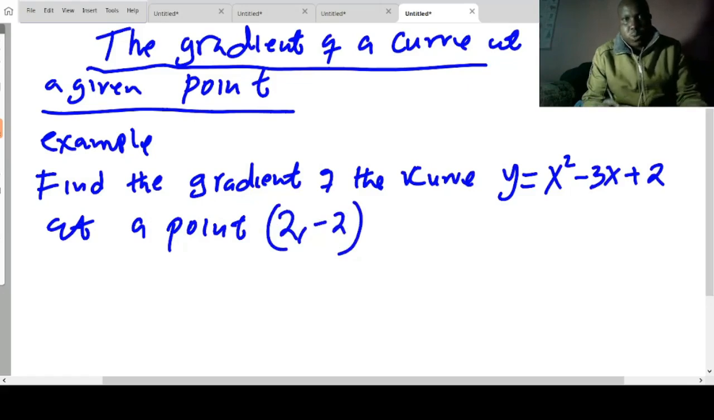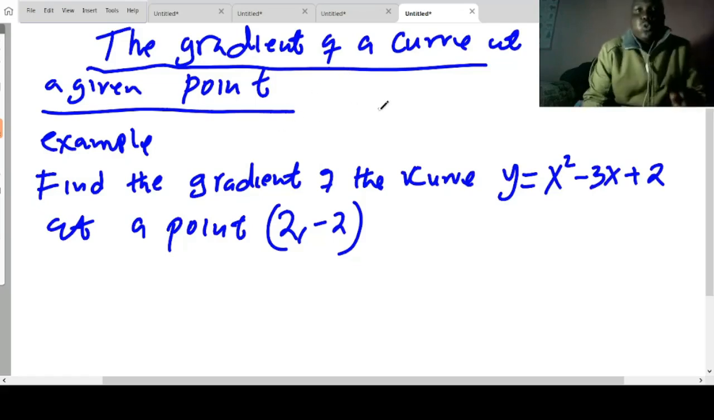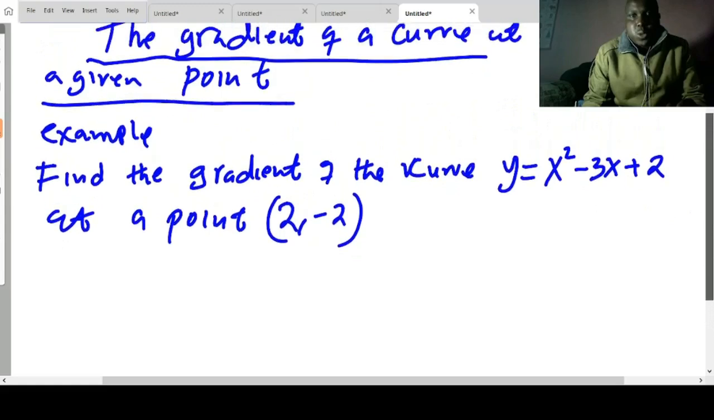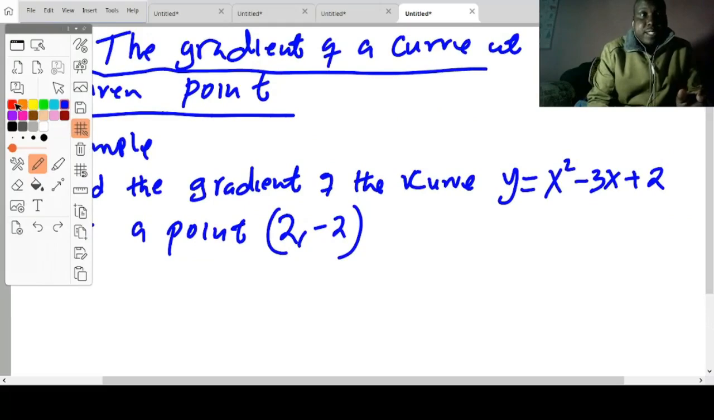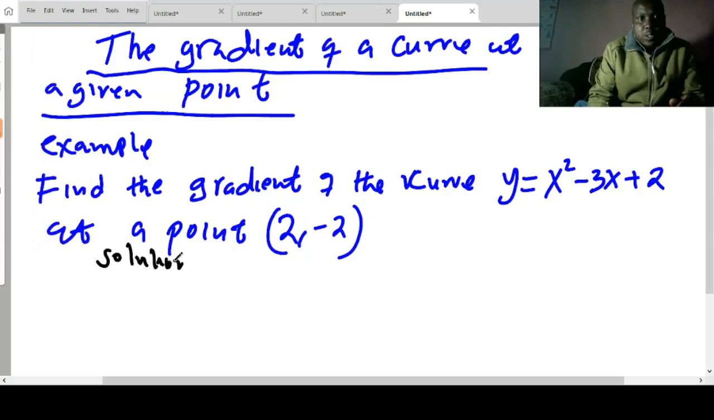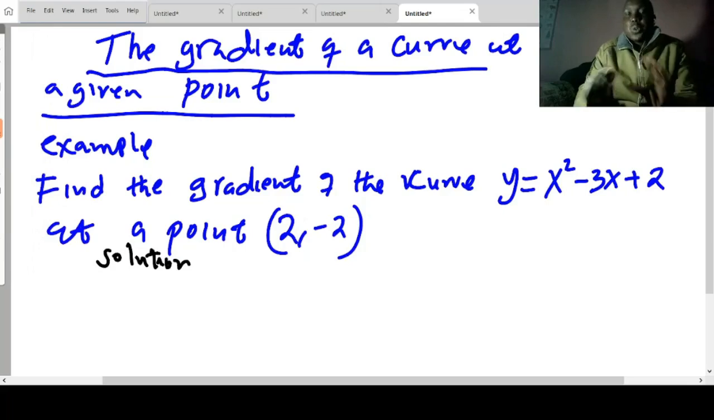Very important. I'm going to do one example only, so you need to be very attentive to what we are doing. We are looking for the gradient of a curve at a given point. Solution. Let me give you the rules to follow here. If you have the curve and you have a point, you need the gradient at that point.